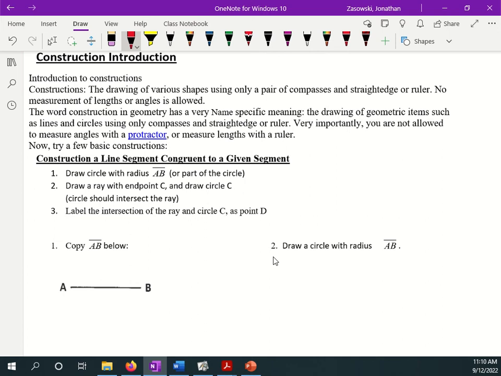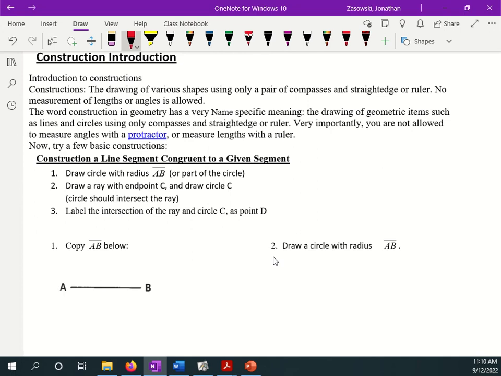All right. Today is construction introduction. What we're going to do is draw some shapes using only a pair of compasses. You might see compasses online rather than compass, so you know it's not the directional tool, but the geometric tool. A straight edge or a ruler. So we're not allowed to measure any lengths.